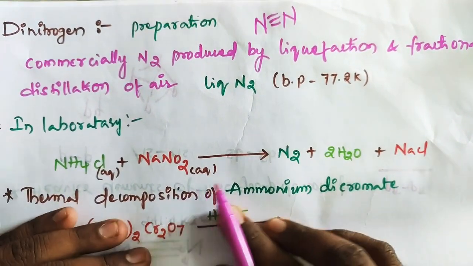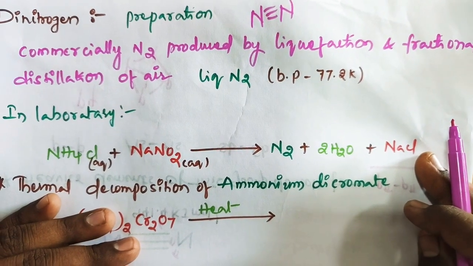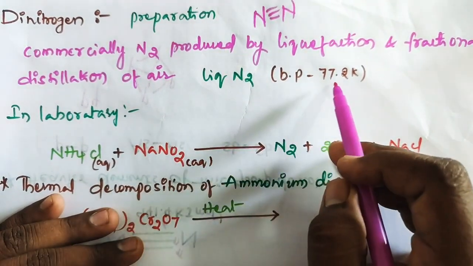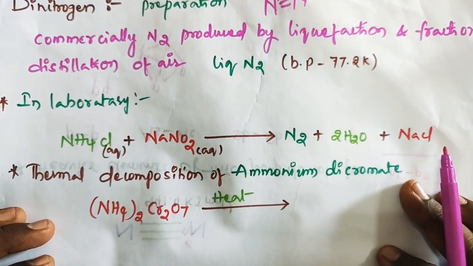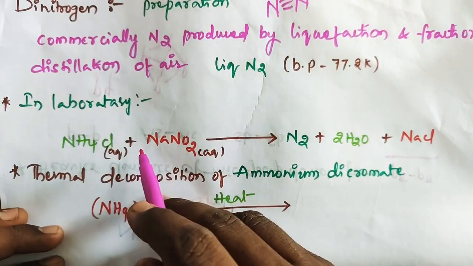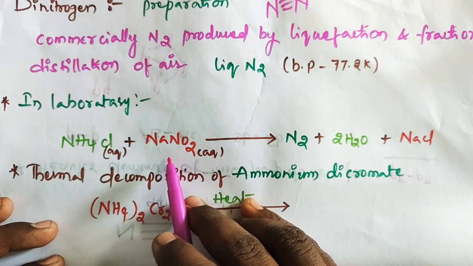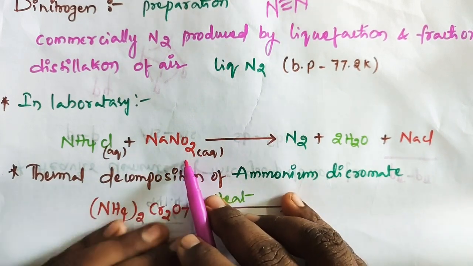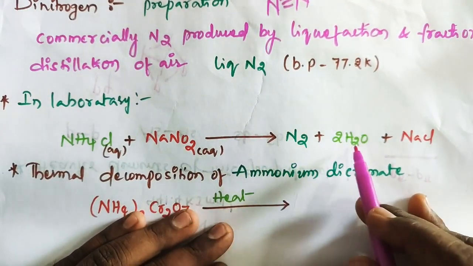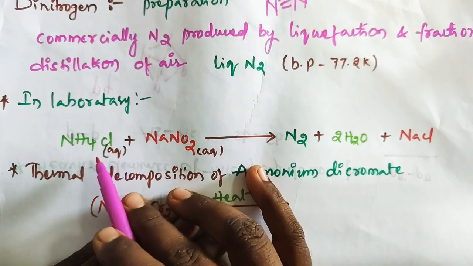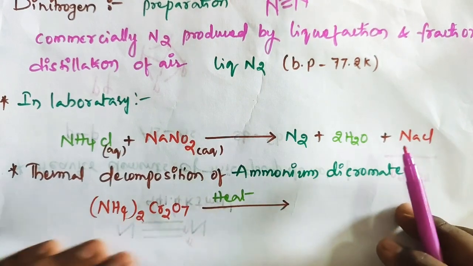Dinitrogen preparation. Commercially, N2 is produced by the liquefaction and fractional distillation of air, and the boiling point of liquid nitrogen is 77.2 Kelvin. In the laboratory, dinitrogen is prepared by treating an aqueous solution of ammonium chloride with sodium nitrite. Between these two the reaction takes place in the laboratory, and we get N2 plus H2O and NaCl.